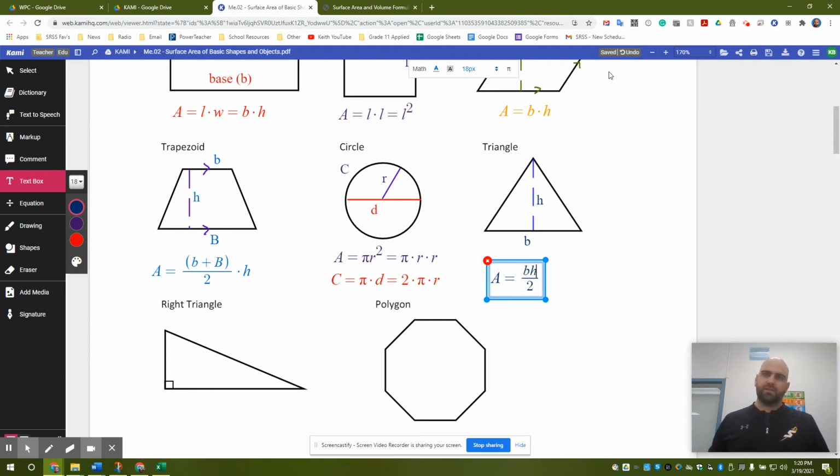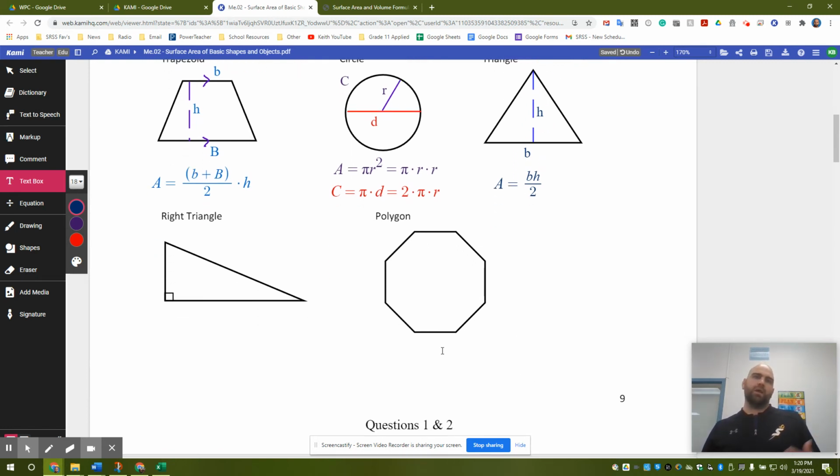I'm going to get rid of those brackets because we don't really need them. I just need them to type that in. So area is base times height divided by 2. It's important that we recognize that this height right here is, again, a 90-degree corner to the base. Okay, so from peak, 90-degree corner.